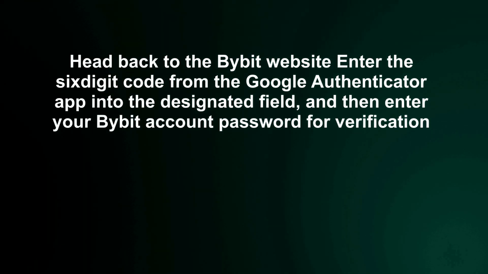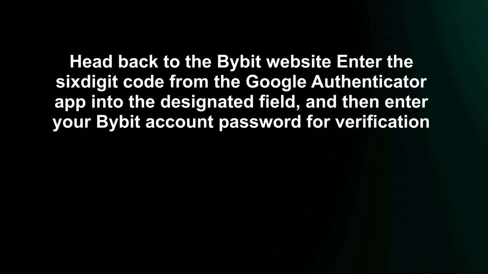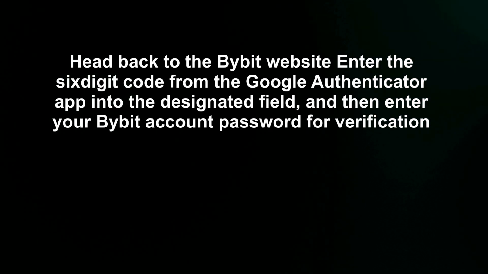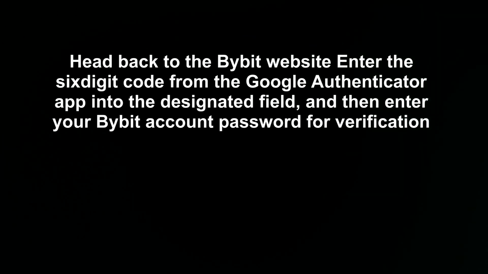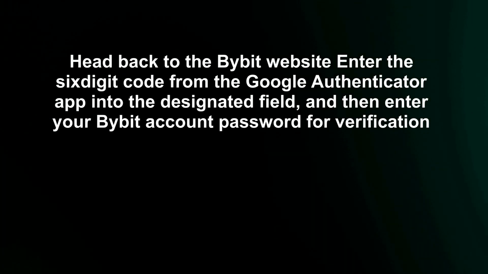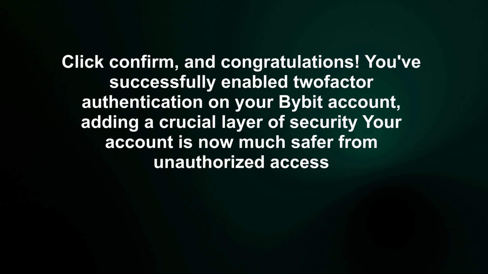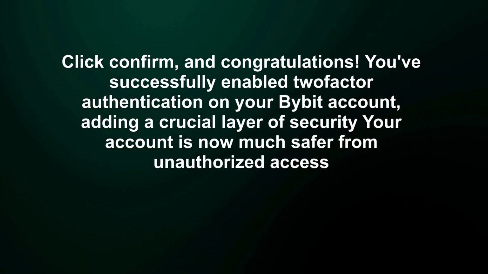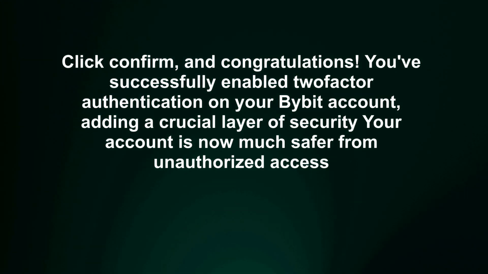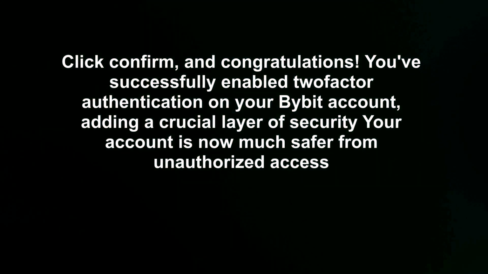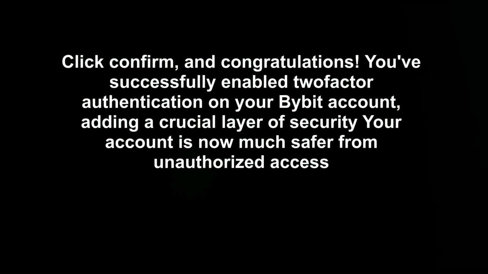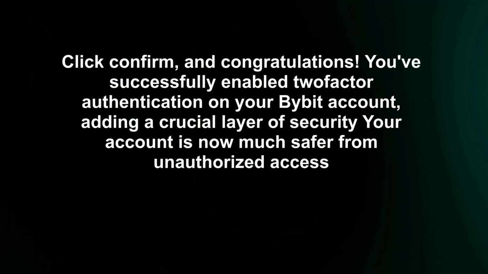Head back to the Bybit website, enter the 6-digit code from the Google Authenticator app into the designated field, and then enter your Bybit account password for verification. Click Confirm, and congratulations, you've successfully enabled two-factor authentication on your Bybit account, adding a crucial layer of security. Your account is now much safer from unauthorized access.